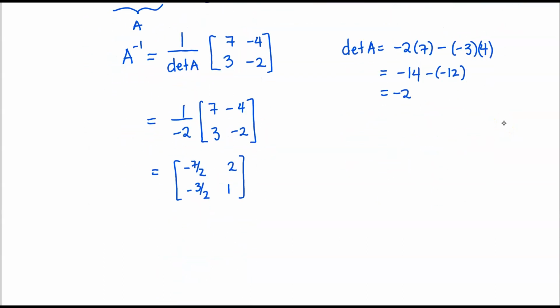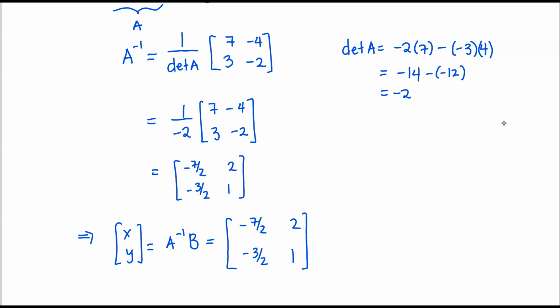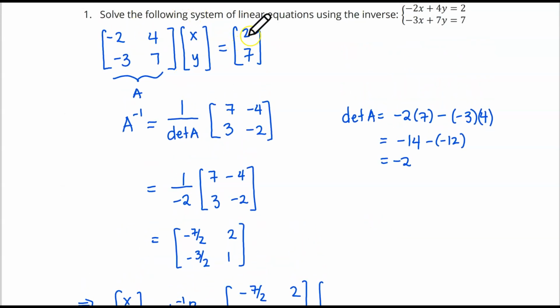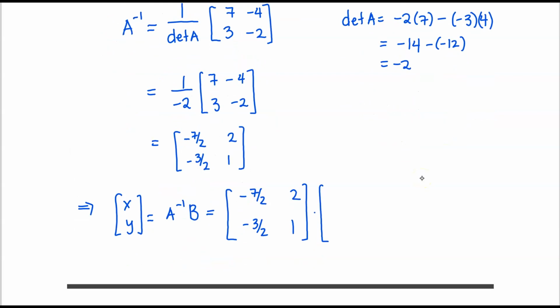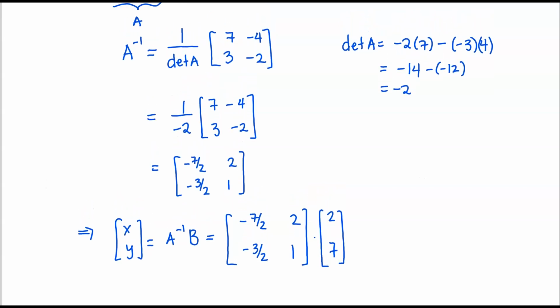So in other words, we have XY, which is equal to A inverse times B. Our A inverse is equal to negative 7 over 2, 2, negative 3 halves, and 1, times the column matrix for the constants, 2, 7. Then let's multiply the matrices here.